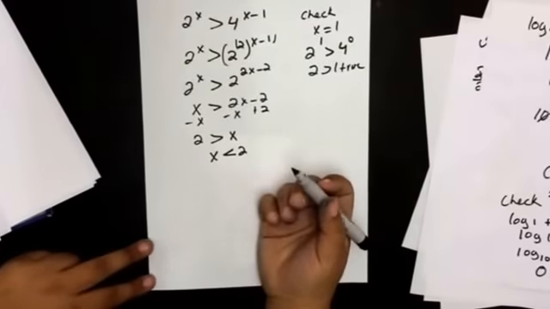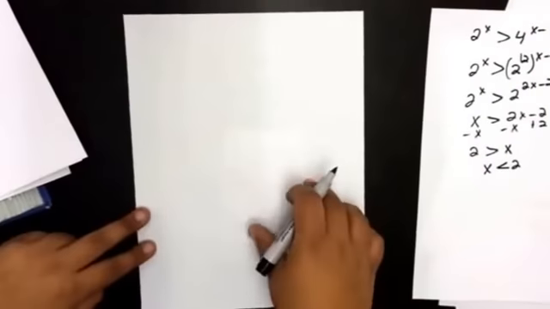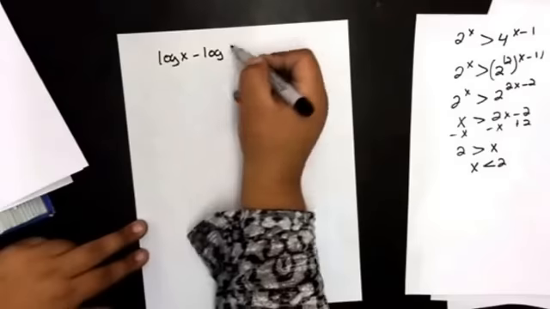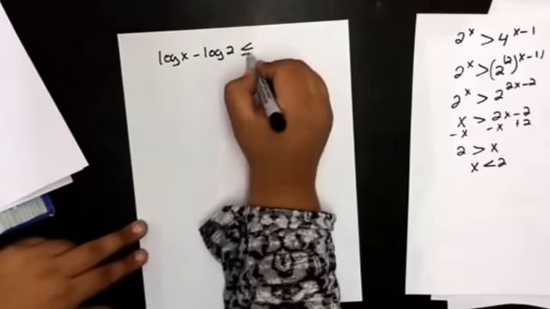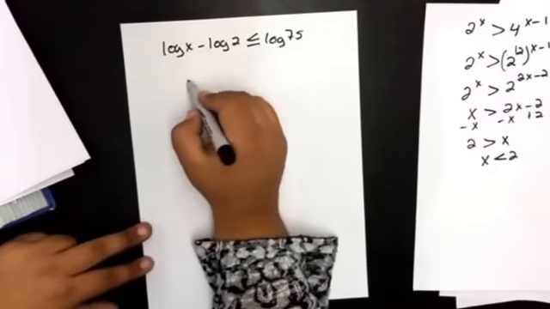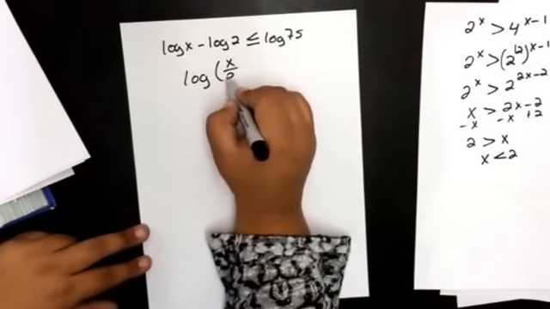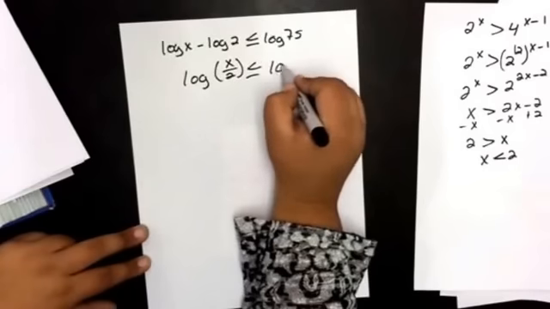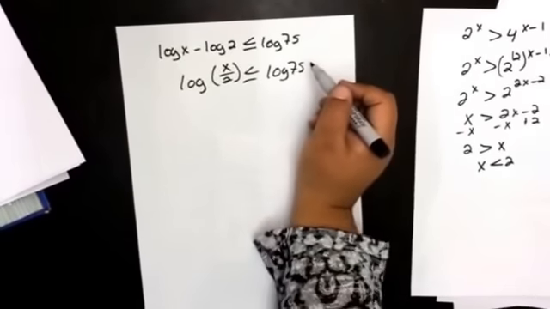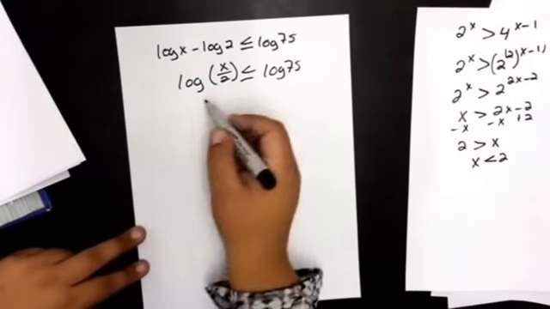Let's do one more. What do we have? Log of x minus log of 2 is less than or equal to log of 75. I can write this as a quotient. So it's going to be log of x over 2 is less than or equal to log of 75. Since it's a common logarithm, we will use 10 as the base for both sides.